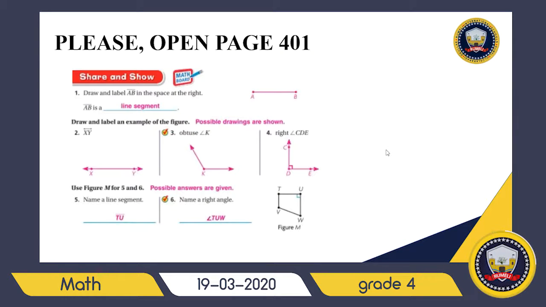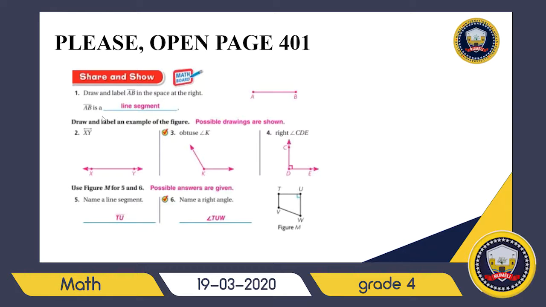Now let's check the questions in your book. Please open page 401. Let's read the first question together. It says draw and label AB in the space at the right. If you check the shape on the top of AB, you can see two end points A and B. If it has two end points, what is it called? We said it is a part of a line, so it is a line segment. AB is a line segment. While drawing this, I'll draw a line segment. It will have two end points, and one of them will be A and the other one will be B.